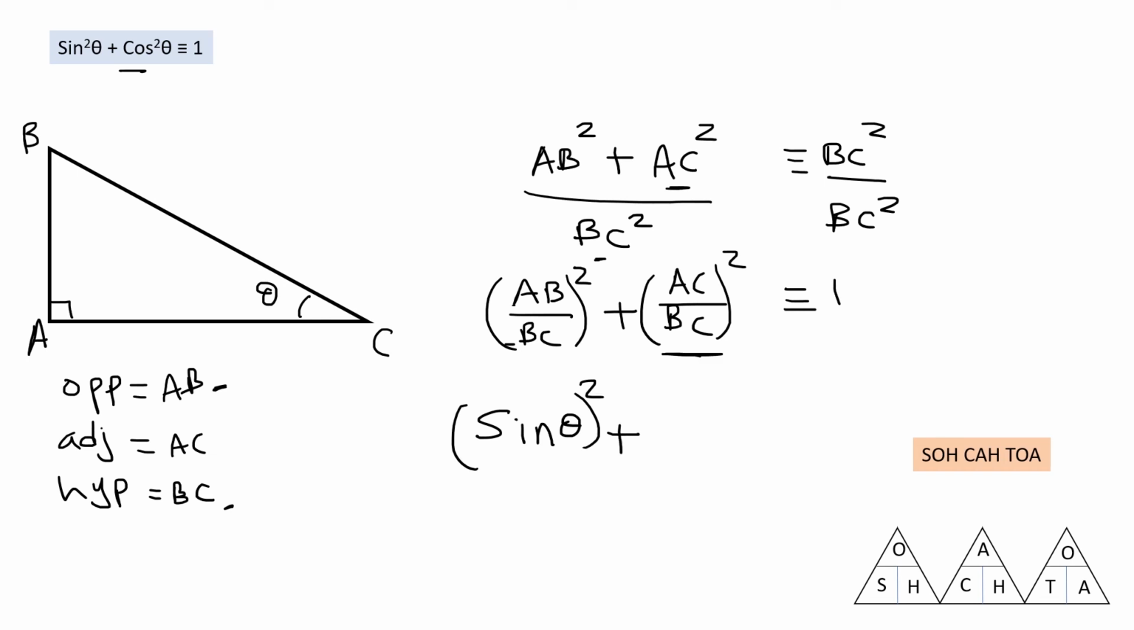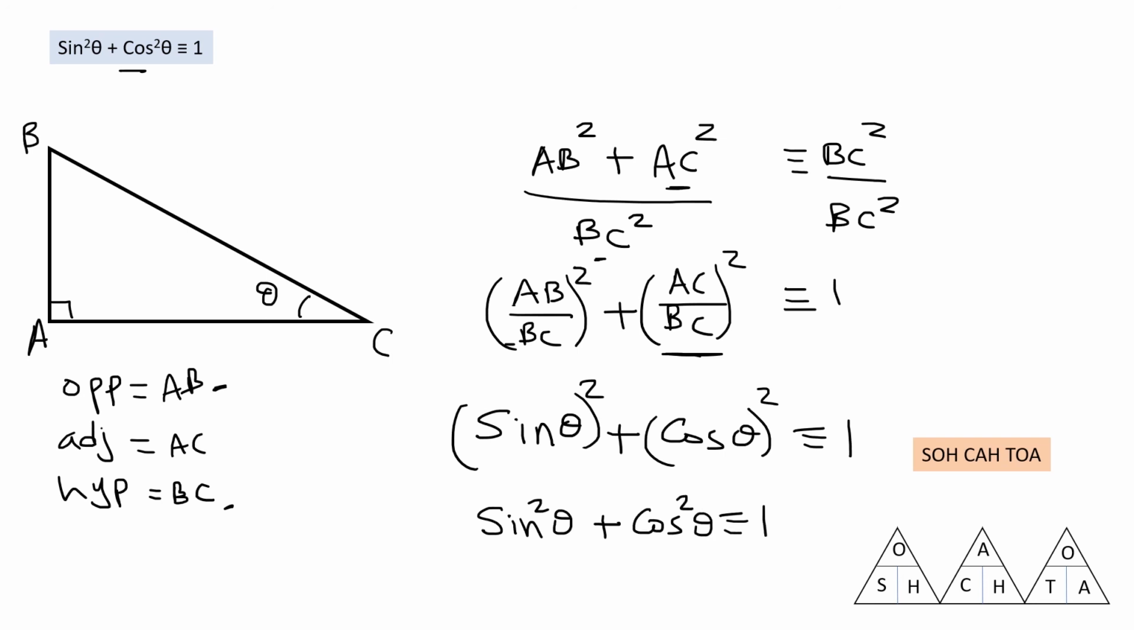AC is adjacent, BC is hypotenuse. Therefore AC over BC is cos theta. So cos theta squared, which is equal to 1. So instead of writing brackets in trigonometry, we can write sin theta square like sin square theta plus cos theta square. We can write like cos square theta, which is equivalent to 1. This concludes the proof.